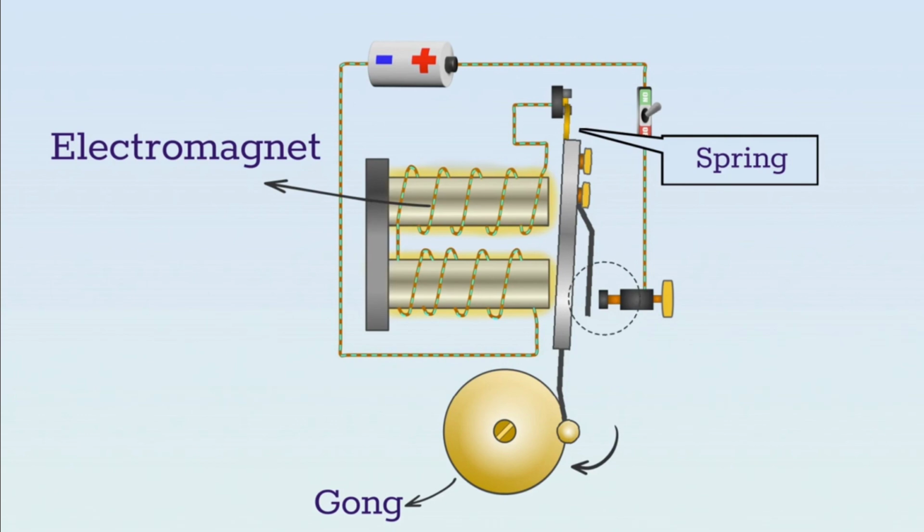Understood? So this process of make and break of the electric circuit continues as long as we are pressing the switch. This is how the bell works. Hope all of you understood how a bell works using the principle of electromagnetism.